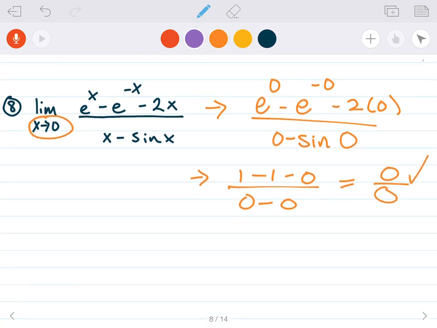So L'Hopital's rule tells me to take the derivative of the top and the bottom. Well, let's look at the top first. I can do it term by term. The derivative of e to the x is simply e to the x.